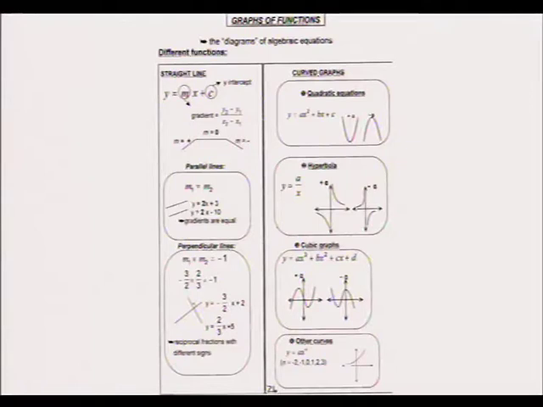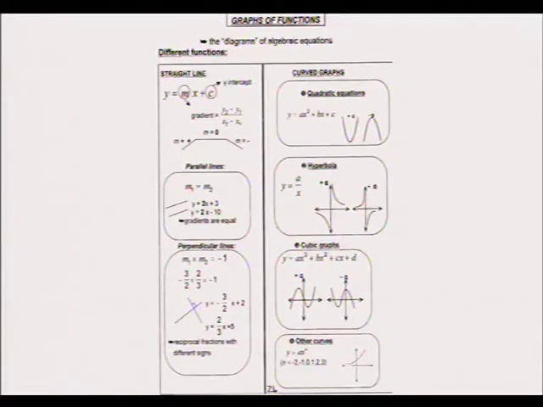There you see the curved graphs, quadratic equations. If a is positive, you will have a smiley face. If a is negative, it will be an upside down graph. As you see there, the hyperbola, there you see how it works. If a is positive, it will lie in the first and the third quadrant. If a is negative, the two graphs will lie in your second and fourth quadrant.